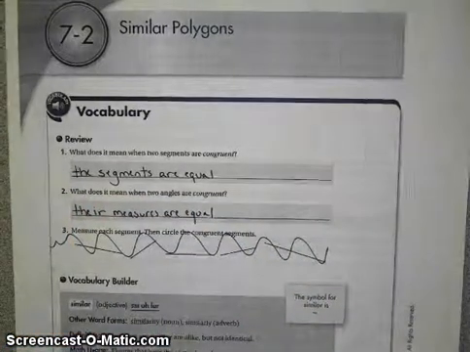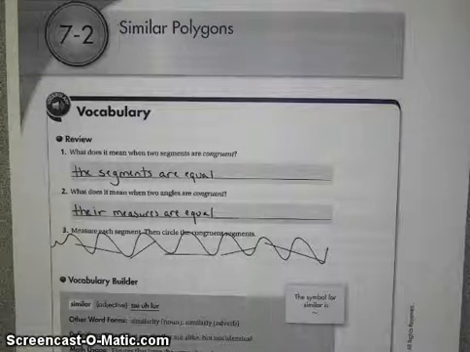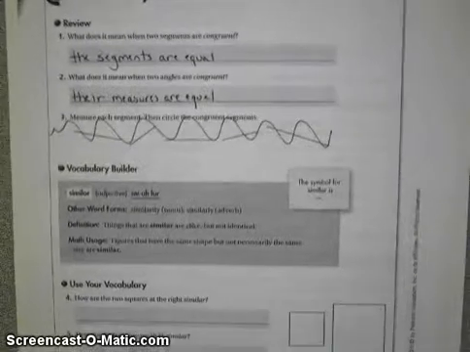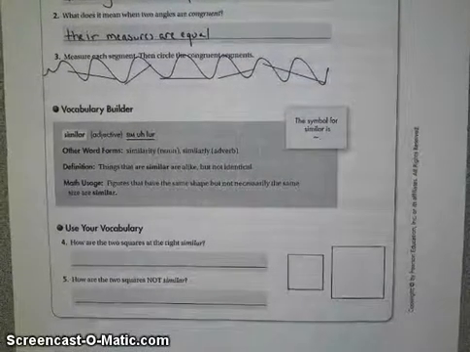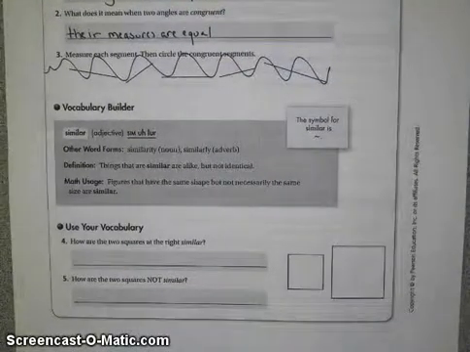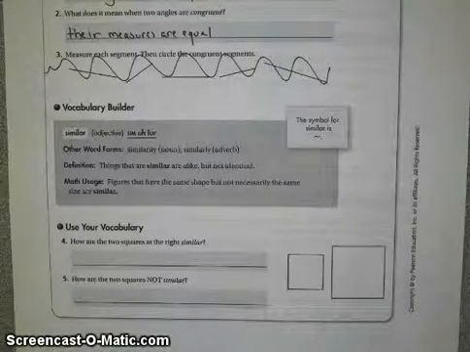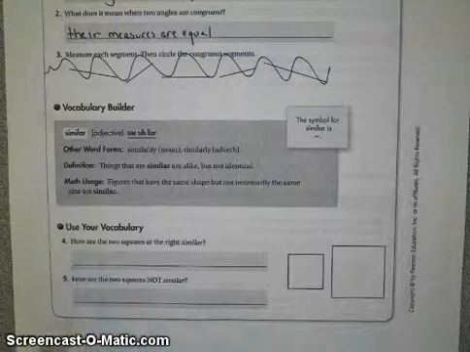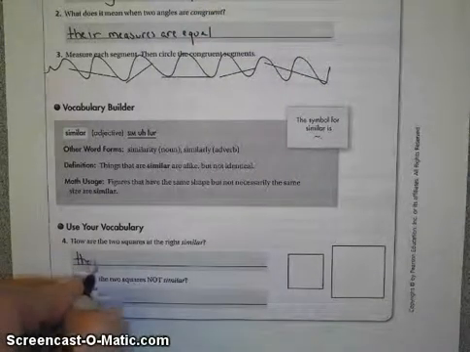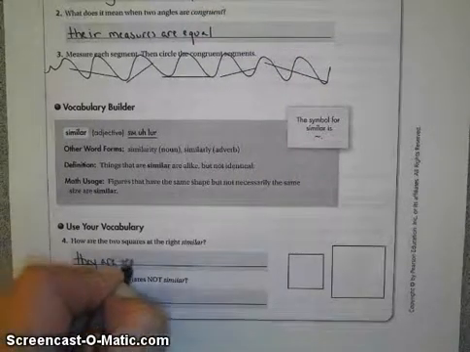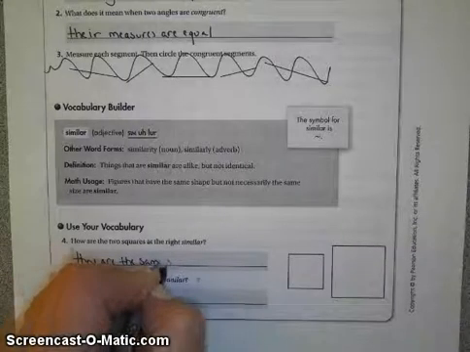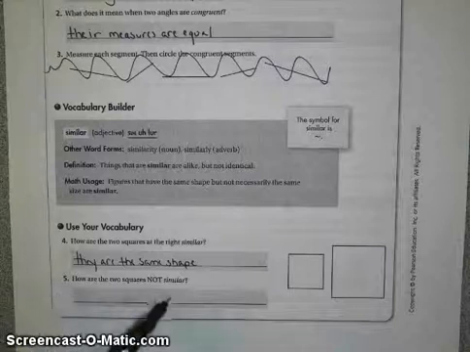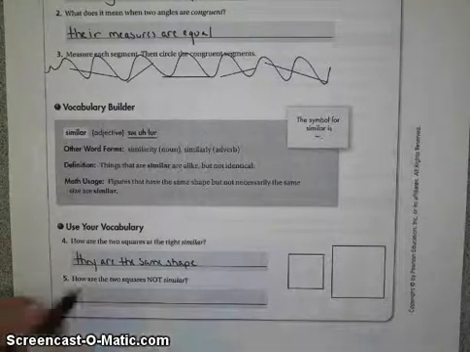Even though we're talking about similar figures, in similar polygons, angles will be congruent. So to go over the vocabulary, similar means alike but not identical. They have the same shape but not necessarily the same size. The two squares at the right are similar because they are the same shape. And how are they not similar? They're not the same size.